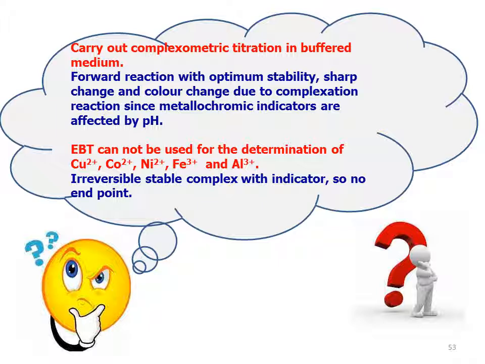EBT cannot be used for determination of copper, cobalt, nickel, ferric, and aluminium. Why is that? Because they block the indicator. They form an irreversible stable complex with the indicator, and no endpoint will result.